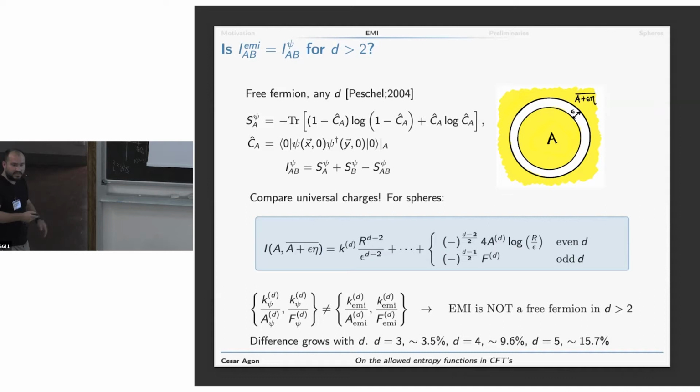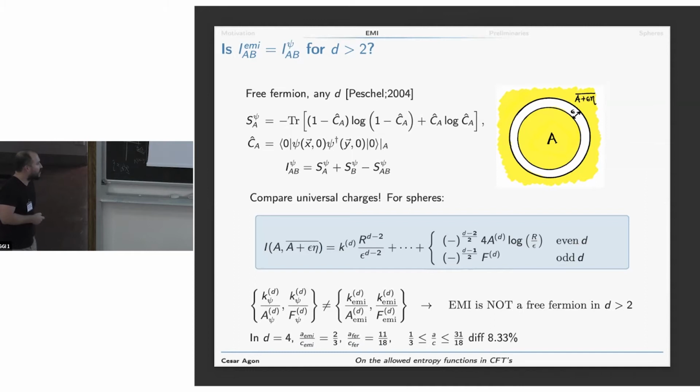Okay, but there are some other checks. For example, in D equal four, using Solodukhin's formula, you can also compute for this model the ratio between the A term and the central charge of the theory. And it turns out that for the EMI, you get 2/3. For the free fermion, you get this number. And what I found surprising is that the number that you find for the EMI actually obeys the unitarity bounds, which in principle we didn't put in to begin with.